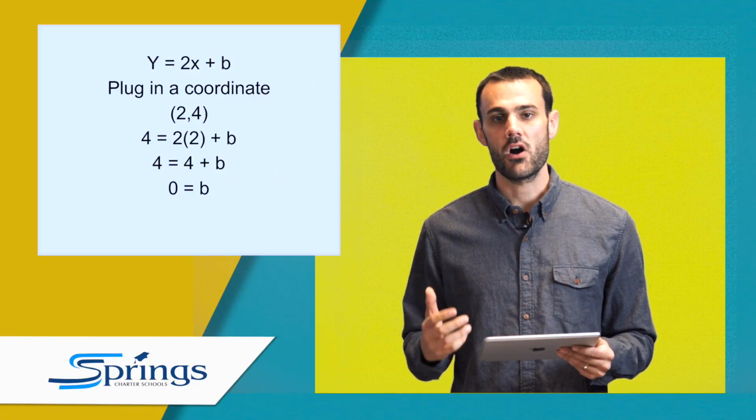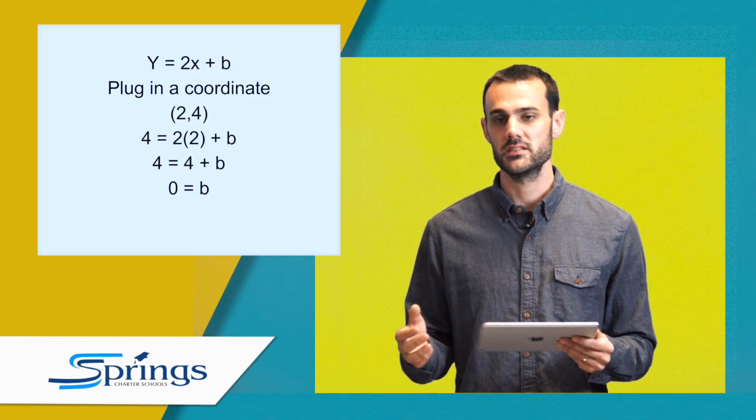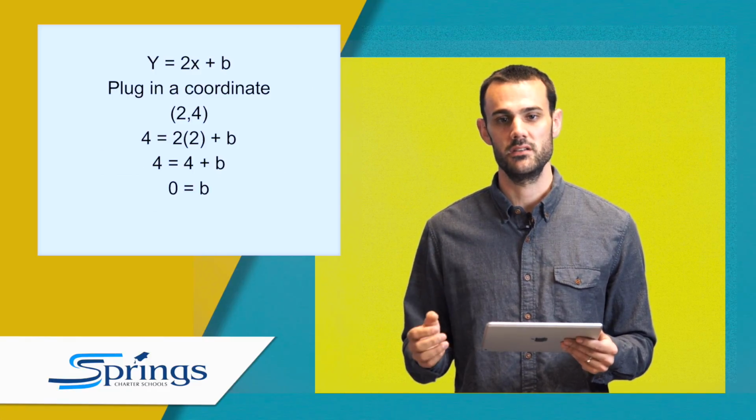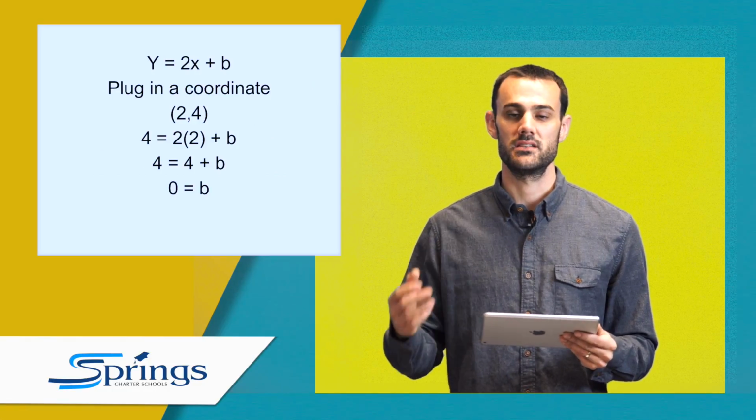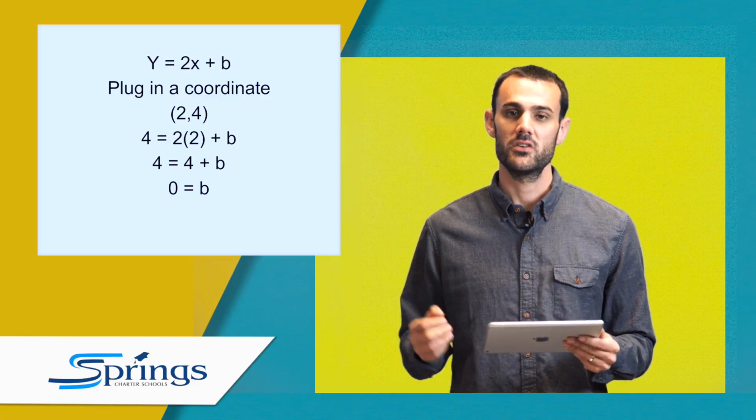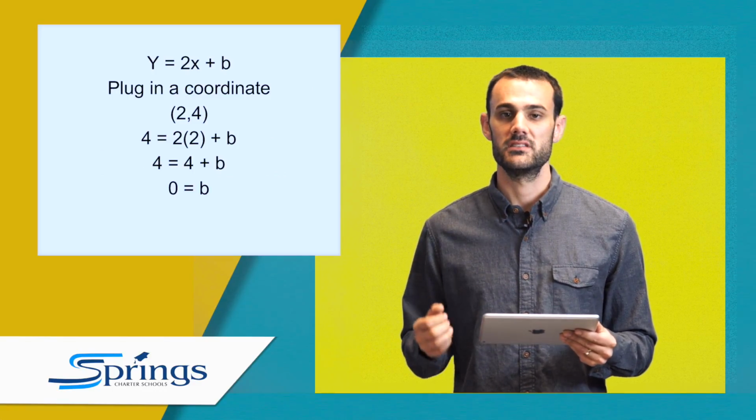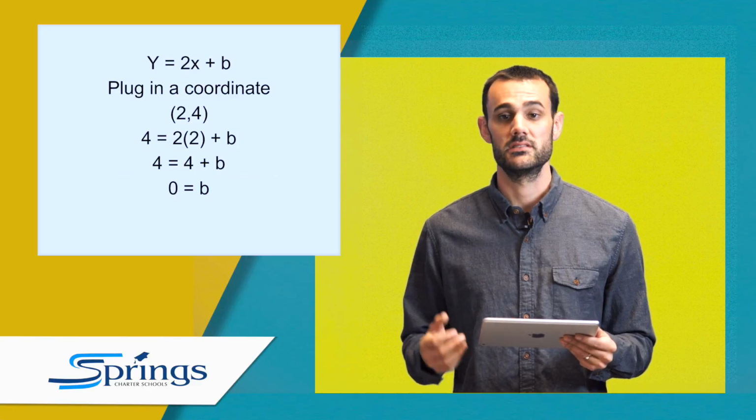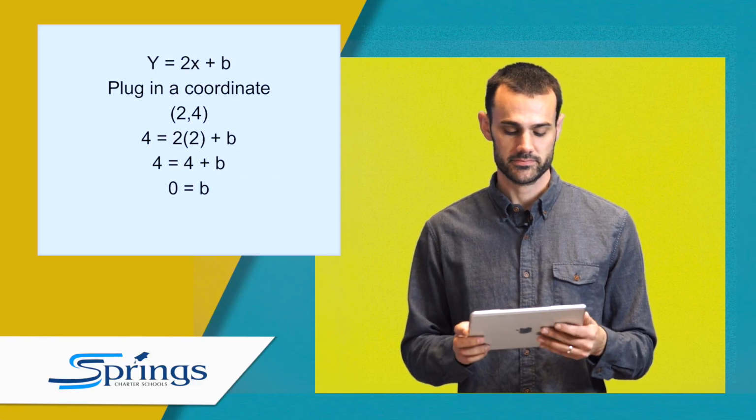Now I need to get b all alone to show what b is representing. So I have a positive 4 here on the same side as b, on the right side. In order to get rid of that positive 4, I must do the opposite, which is to subtract 4. So I'm going to subtract 4 from both sides. So I get the value of 0 because 4 minus 4 is 0. So b is going to be represented by the number 0 in this case.